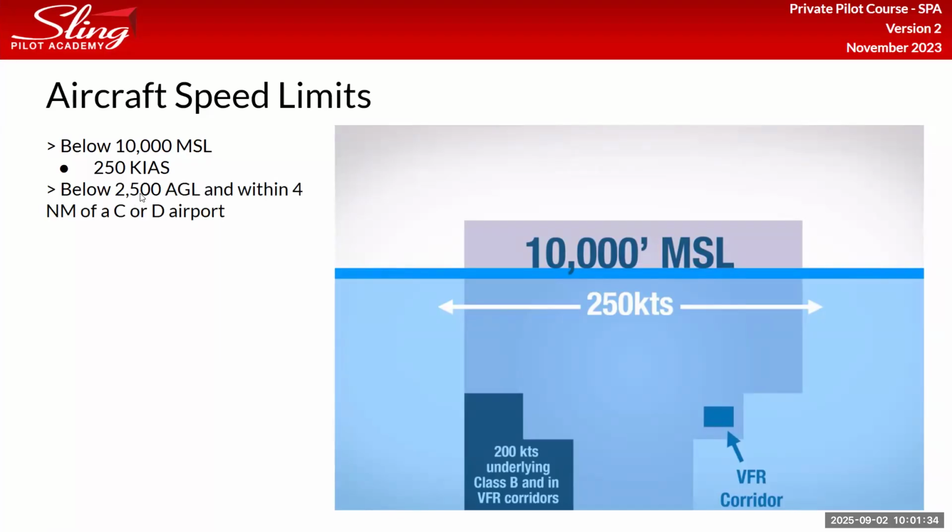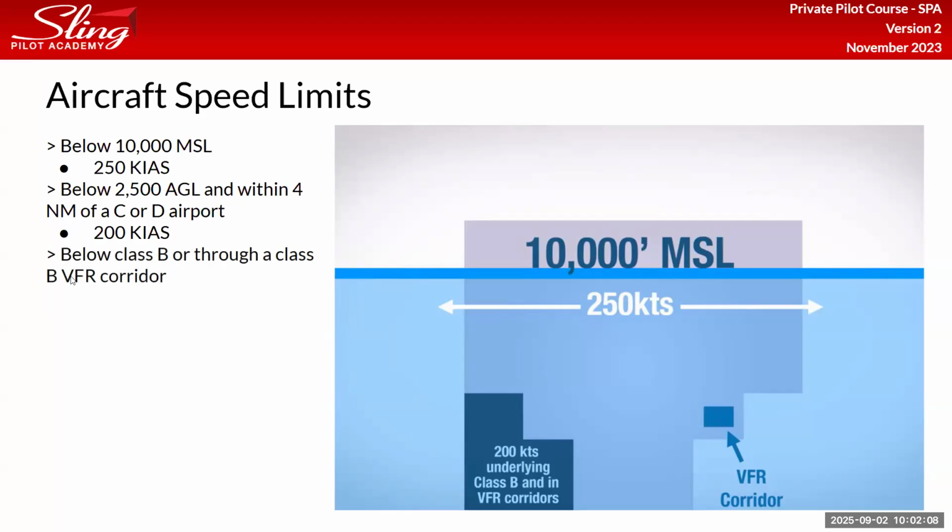Below 2,500 AGL and within 4 nautical miles of a Class Delta or Charlie, you have to be at 200 knots indicated airspeed. So basically, if you're in range of a Charlie or a Delta within 4 nautical miles and below 2,500, they want you to slow down. They want you to be at 200 knots indicated airspeed.